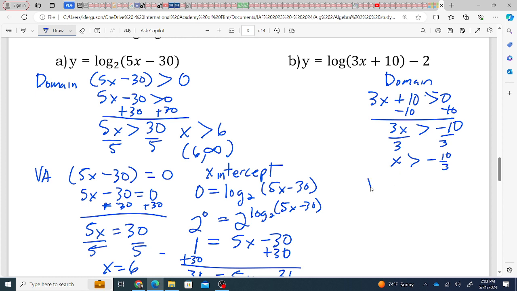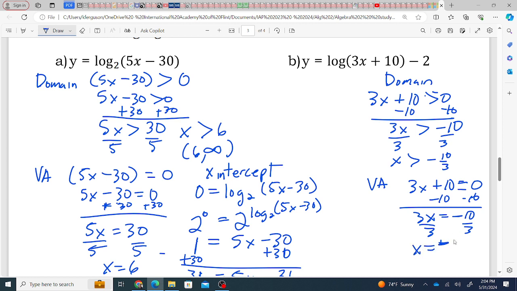So next, we've got the vertical asymptote. Wait a minute, oops, I messed that up. No, that's not right. Equals 0. So 3x plus 10 equals 0, right? So what do I need to do? Subtract 10 from both sides. 3x equals negative 10. Then I divide by 3 on both sides and get x equals negative 10 over 3.